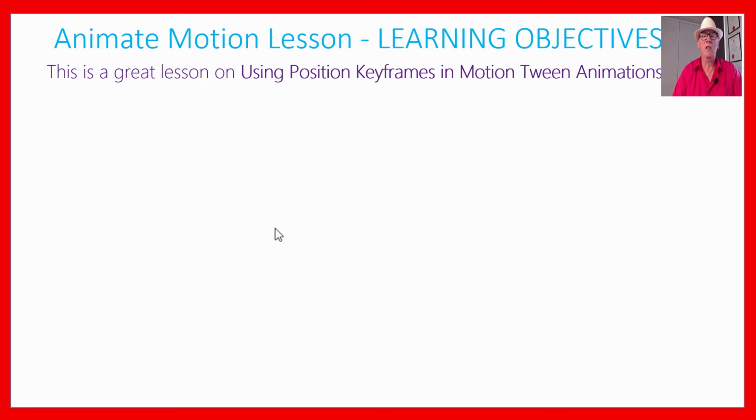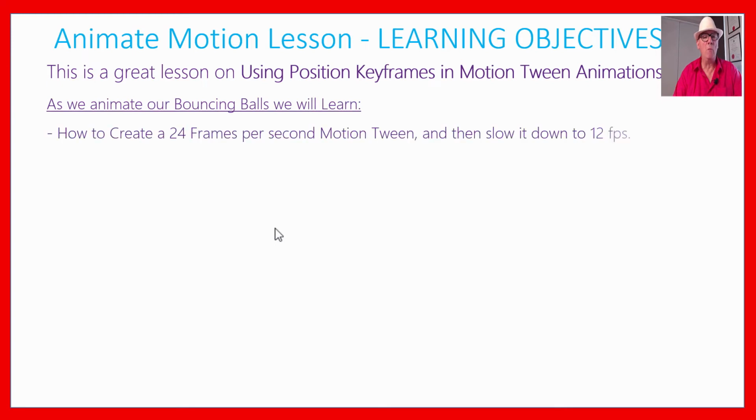This is a great lesson. This is all about position keyframes for motion tween animations. While we animate the bouncing balls, we're going to create a 24 frames per second animation, but slow it down to 12 frames per second.